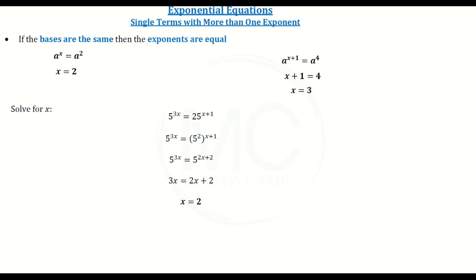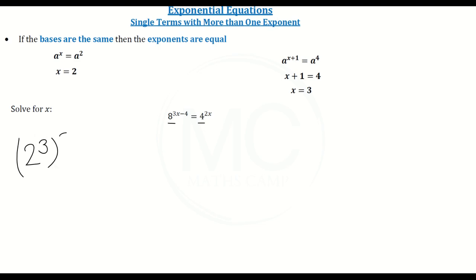Let's do another one. 8 to the power of 3x minus 4 is equal to 4 to the power of 2x. Let's start by changing 8 and 4 into their prime bases. We know that 8 has a prime base of 2 and an exponent of 3, and then we have an exponent of 3x minus 4. 4 also has a prime base of 2, an exponent of 2 as well. And we still have an exponent of 2x.